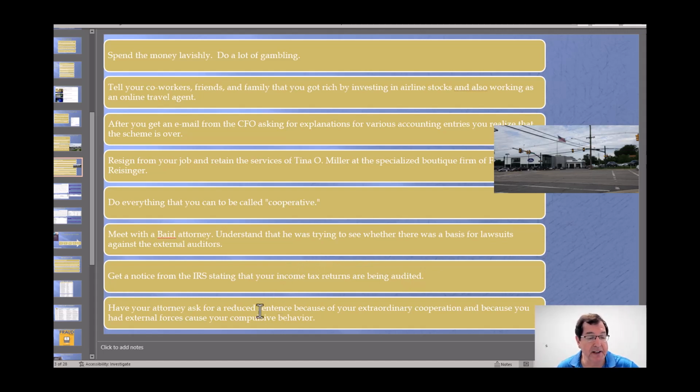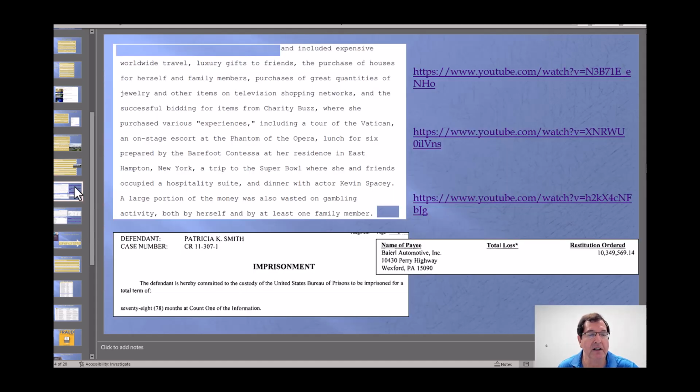She had her attorney ask for a reduced sentence because of her extraordinary cooperation. Well, that didn't work too well. So I have some links here, and I'll post these links in the description. You can see here restitution, name of payee, payroll, total loss, restitution ordered. Imprisonment for 78 months. And what you can see over here was all sorts of luxuries. She really had a very nice life for somebody earning, I think, $53,000 per year.